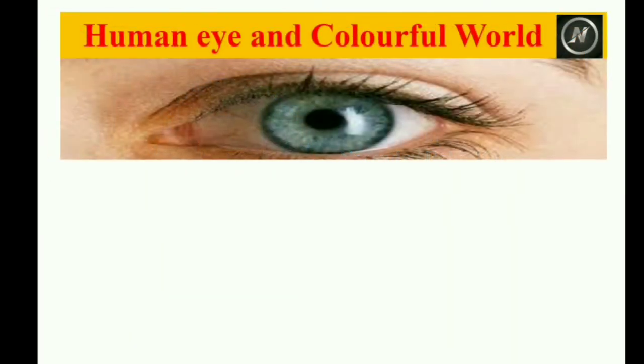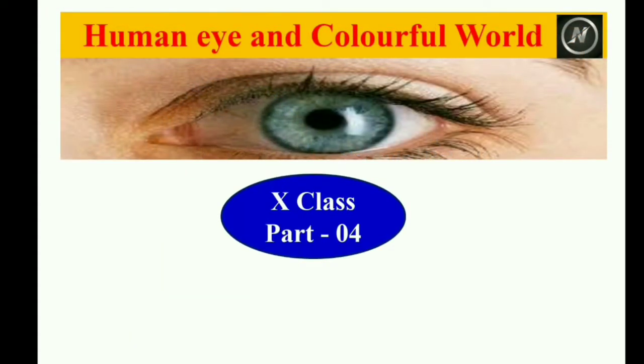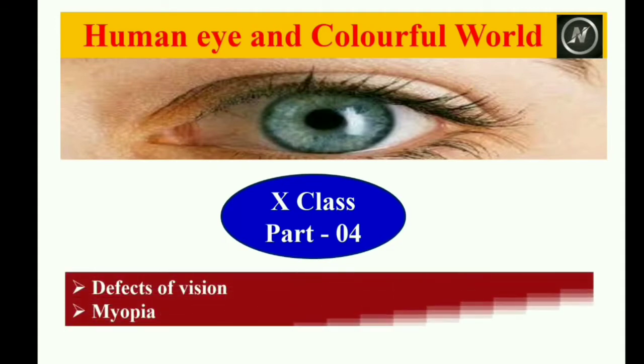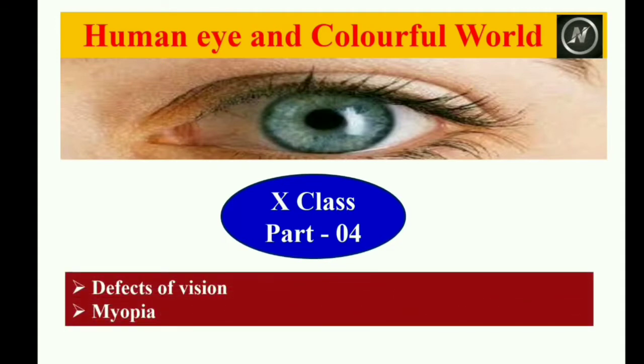Human Eye and Colorful World. Class 10, Part 4. In this session, we are going to discuss defects of vision, myopia. In our previous class, we discussed accommodation of focal length. The maximum focal length of the eye lens is 2.5 centimeters and the minimum focal length of the eye lens is 2.27 centimeters.